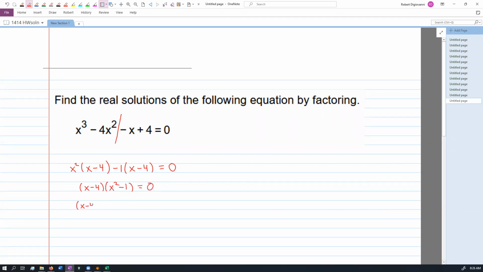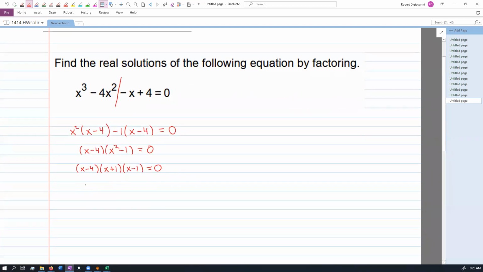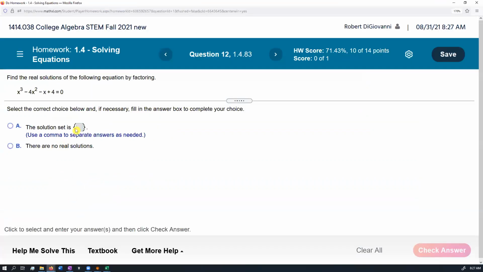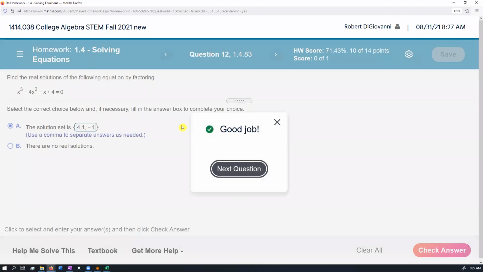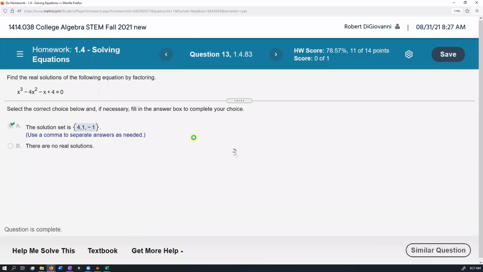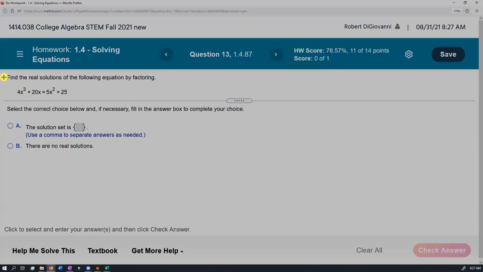And again, I'll recognize x squared minus 1 is a difference of squares. So it's x plus 1 times x minus 1. And that should give you 3 answers: 4, negative 1, and positive 1, setting each of those equal to 0. So 4, comma 1, comma negative 1. It doesn't care what order you put the answers in. All right, next one.